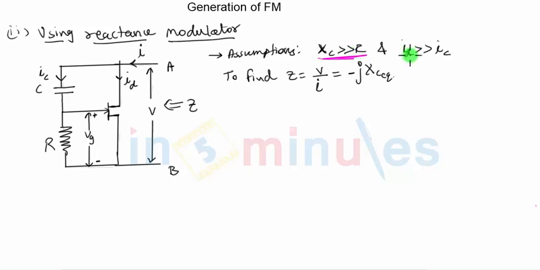And we need one more assumption, which says that ID will be very large compared to IC. This is also very much possible given that the first assumption holds, because if XC is very large, that means the equivalent impedance offered by this branch will be very large, and hence automatically IC will be small and a major current will flow in the form of the drain current ID. So with these two assumptions, let us quickly find out the expression for Z.